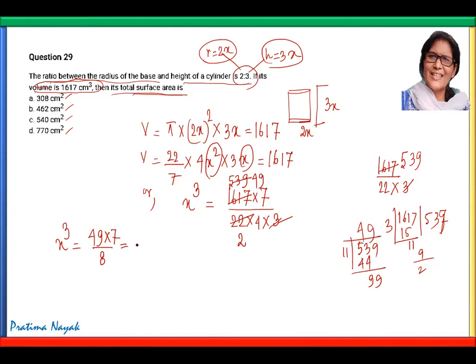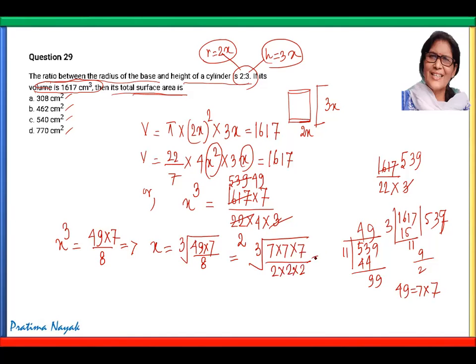So I have to get your x. So x will be cube root of 49 into 7 by 8. Cube root of 8 you know, that is 2. But what is numerator? 49 means your 7 into 7. So in the numerator I am getting 3 sevens. And similarly I am getting 3 twos. So x is equal to 7 by 2.